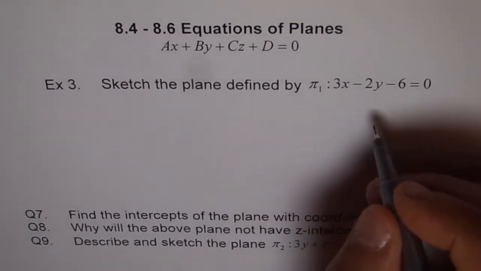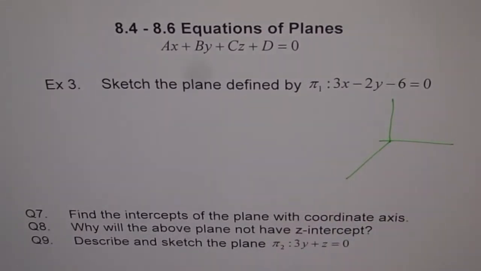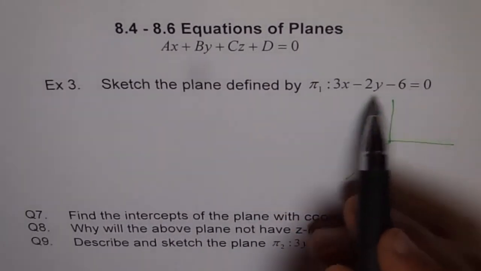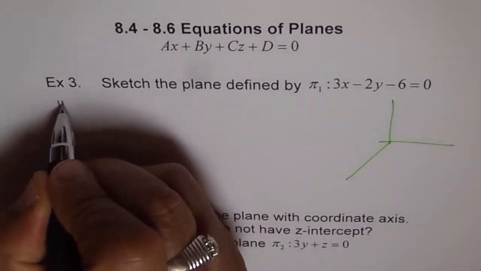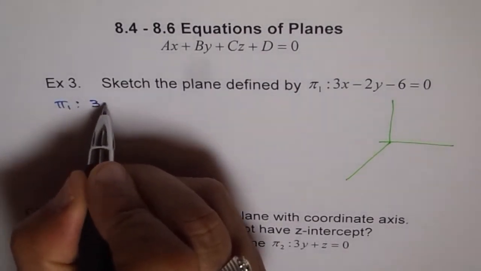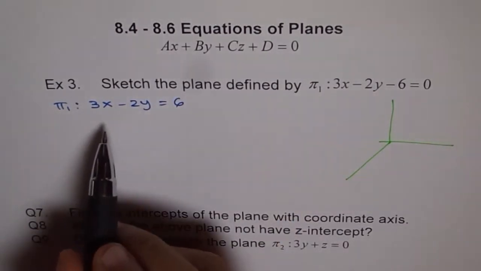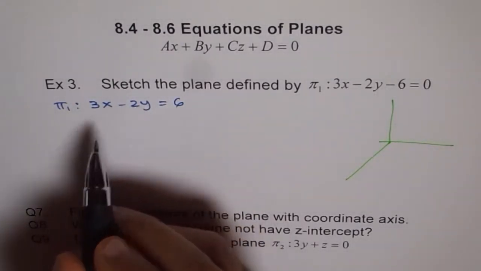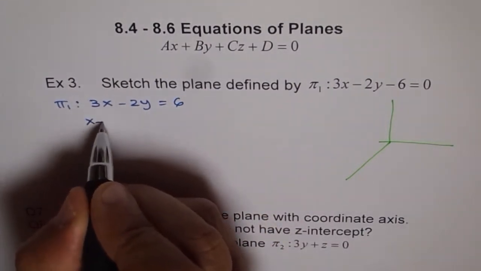Now we'll try to sketch this plane here as we did in examples 2 and 1. To sketch this kind of plane, x-intercepts and y-intercepts play a good role. So let's find out for this plane what the x-intercept is. For that, let me rewrite this equation, pi 1, as 3x minus 2y equals 6. If I want to find the x-intercept, I'll put y as 0. Then I get 3x equals 6, so x is equal to 2.